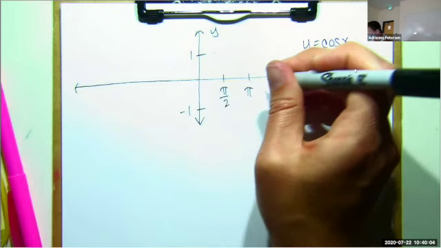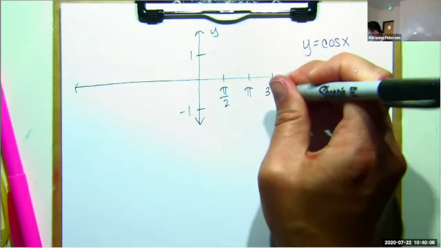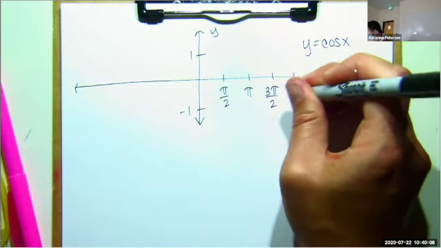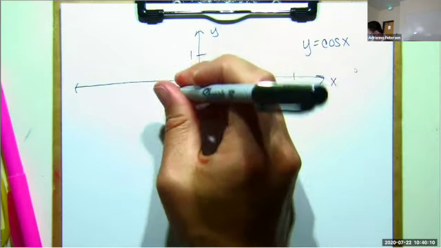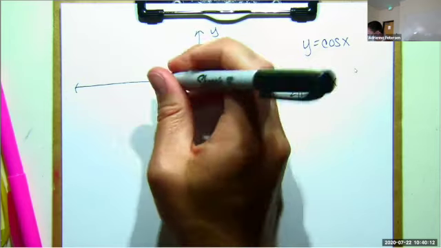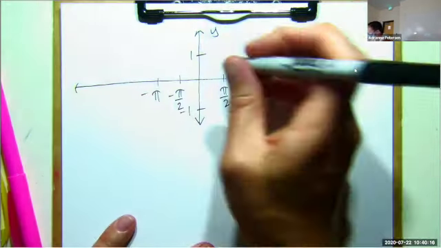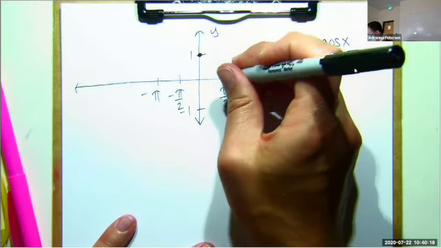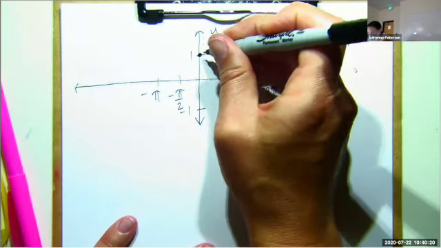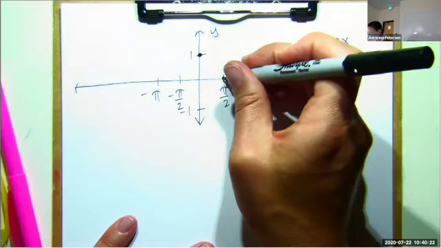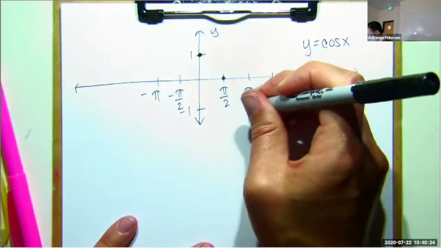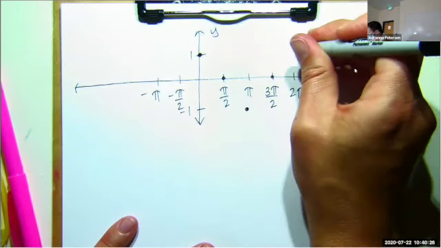And here we put our quadrantal angles. That's where these key points come from. Okay, we know our pattern for cosine. At 0, it's at 1. Then pi over 2 is at 0. Then -1, then 0, then 1.